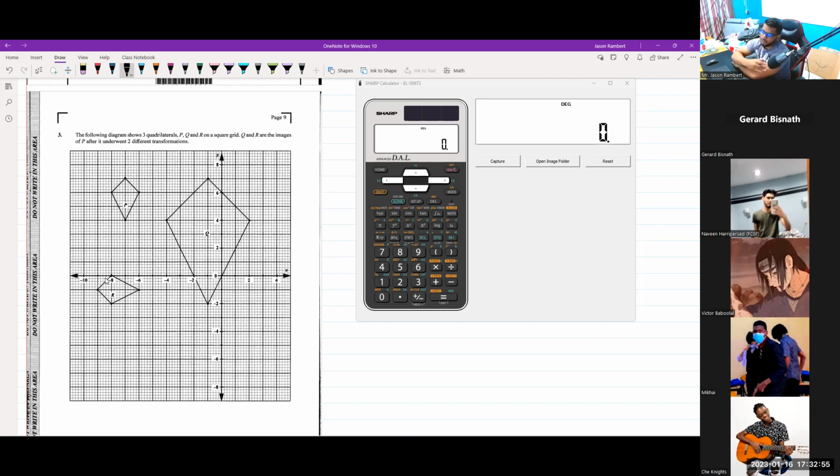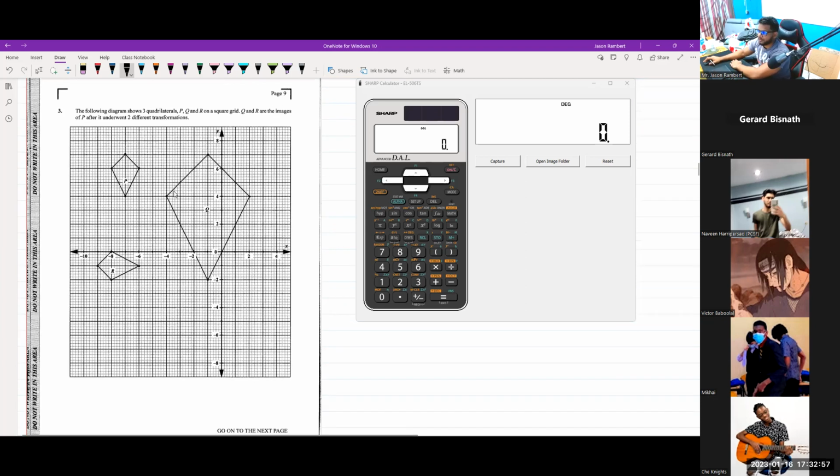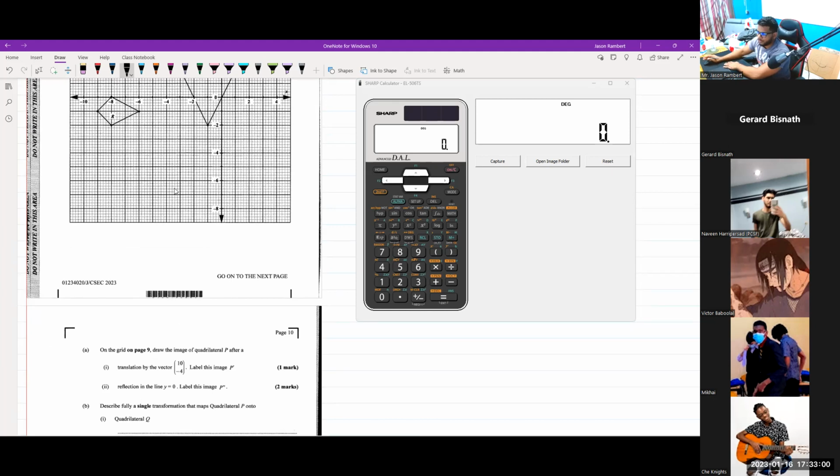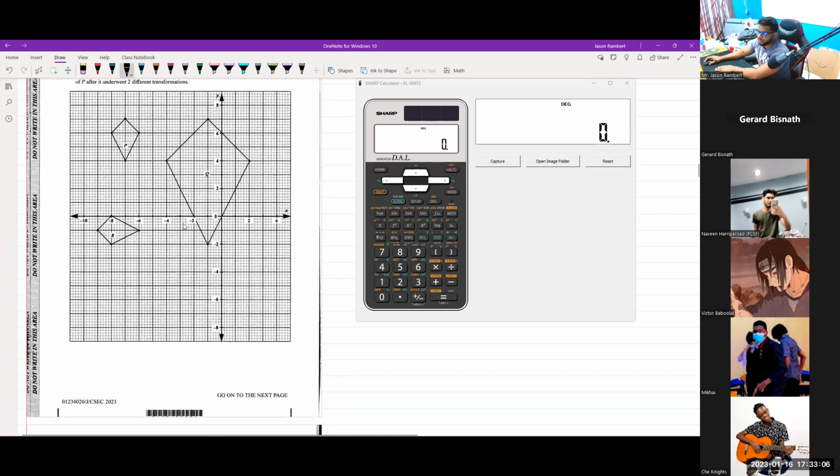It's looking like a rotation, but let me see. On the grid on page 9, draw the quadrilateral P after translation by the vector (10, -4). P after the translation (10, -4). So going 10 to the right and 4 down. I'm doing it right here.